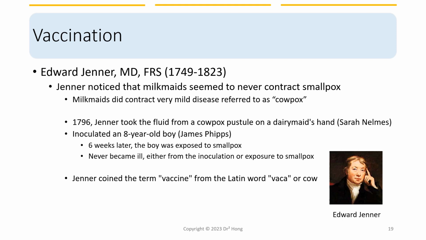In 1796, Jenner took the fluid from a cowpox pustule on a dairymaid's hand and inoculated an 8-year-old boy. Six weeks later, he exposed the boy to smallpox, and the boy did not develop any symptoms. Jenner coined the term vaccine from the Latin word vacca, which means cow. Immunity to one virus conferred immunity to a second as well.